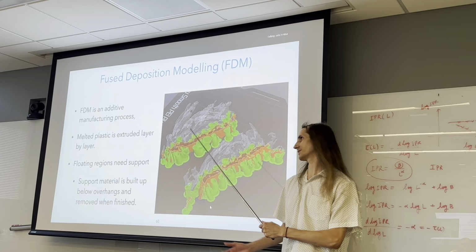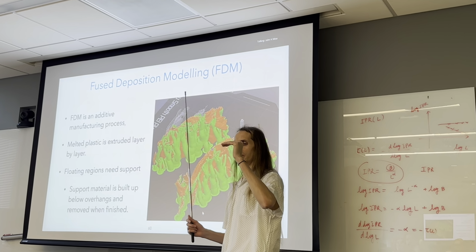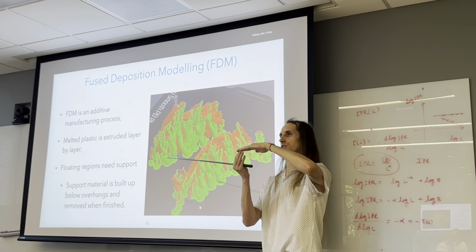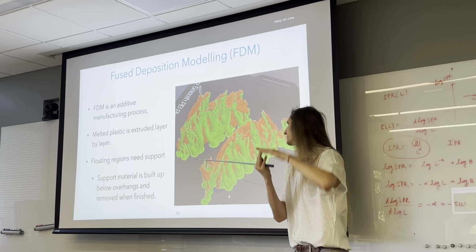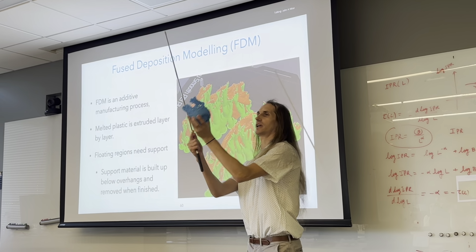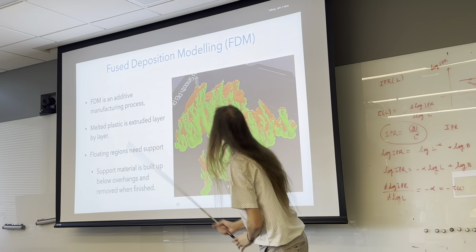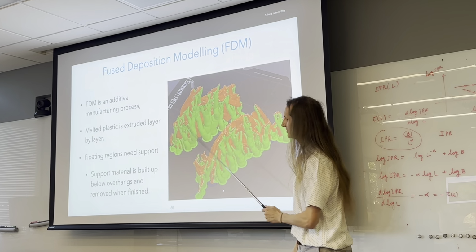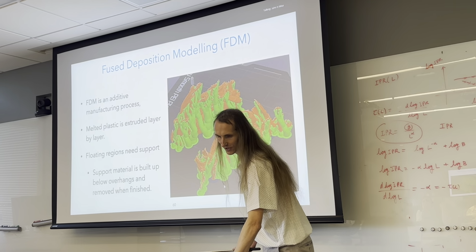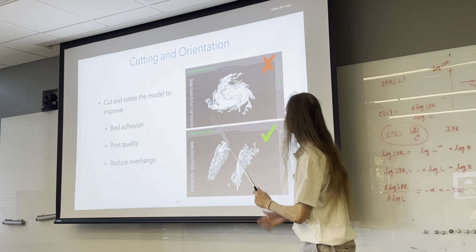These are supports that aren't actually part of the model, but are needed to hold up floating regions that are overhanging. So you always need a layer beneath the next layer to print on top of, to support it, to hold it up. And so parts of the galaxy that are overhanging, if I was to print it here, I would need supports to hold up this area that's just over thin air. And so these green supports are just broken off afterwards, and it can be kind of time consuming to remove all of them, but ultimately they're not part of the model, they're just there to hold up the parts that need it.